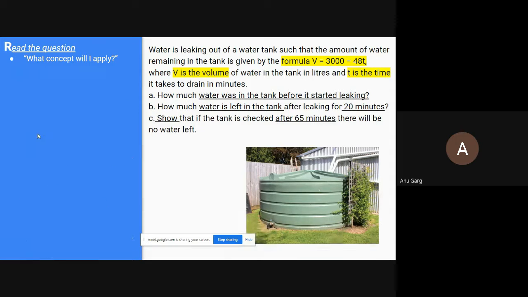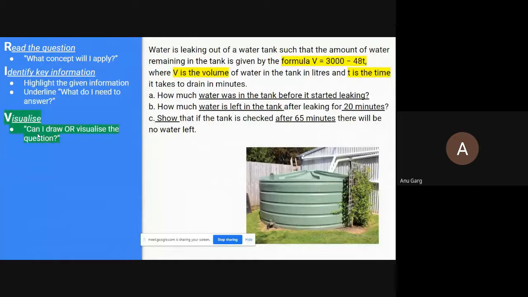And then the next step is visualize here. So visualize, can I draw or visualize the question?